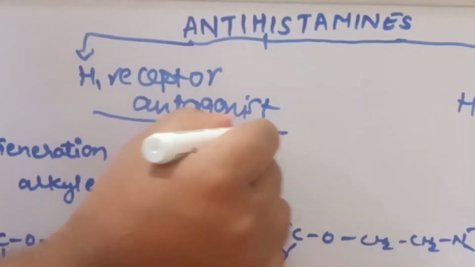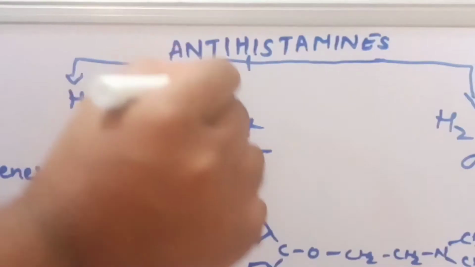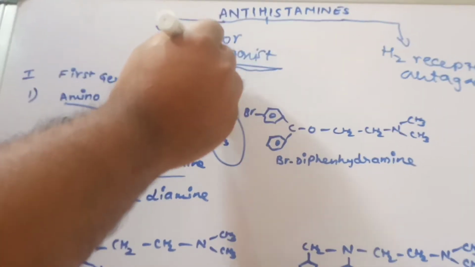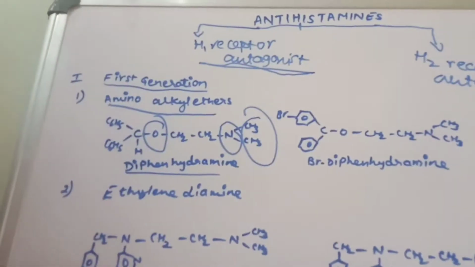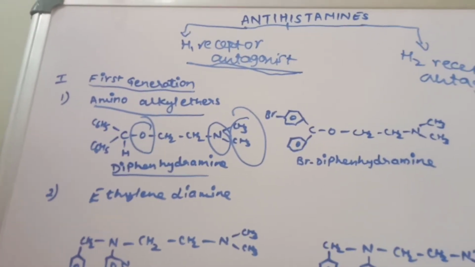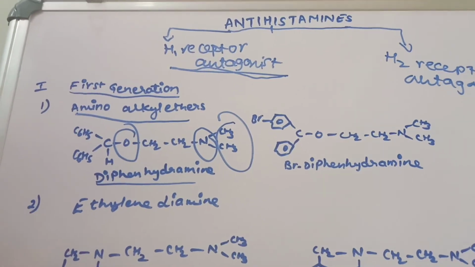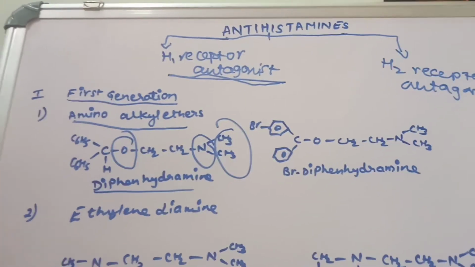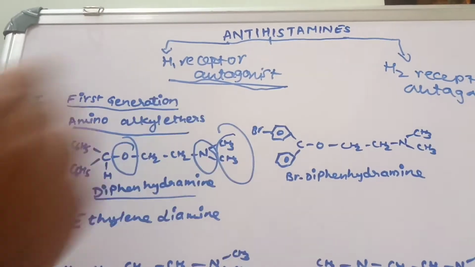Now let us classify the agents which are associated with H1 receptor antagonists. There are two broad categories under that. The first category is first generation. The second category is second generation. In the first generation H1 receptor antagonist or antihistamine drugs, there are totally six classes of drugs. The first class of drug is amino alkyl ethers.